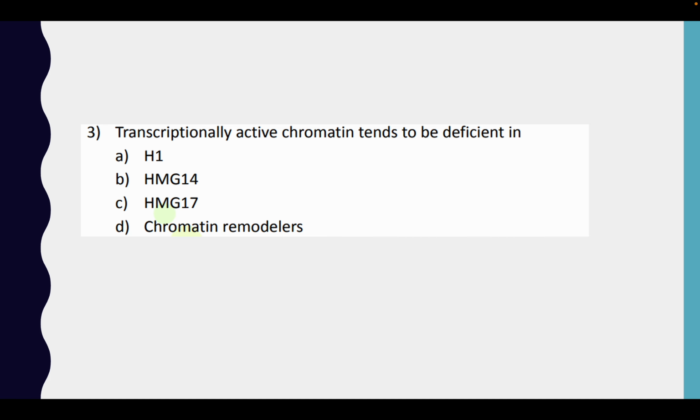Also, euchromatin, as it is transcriptionally active, also requires chromatin remodelers because it requires active gene expression. So without chromatin remodelers, gene expression will not take place. So euchromatin, like transcriptionally active chromatin, requires chromatin remodelers to access its DNA for active transcription. Okay. So transcriptionally active chromatin also contains chromatin remodelers.